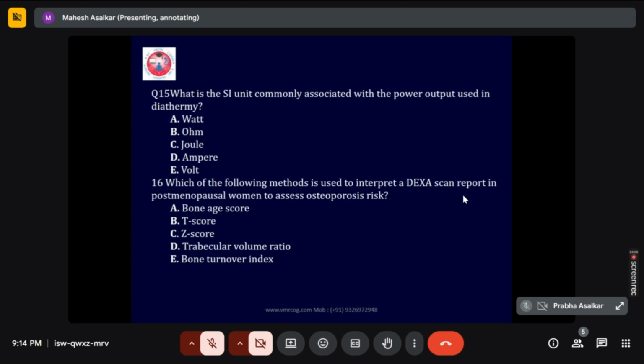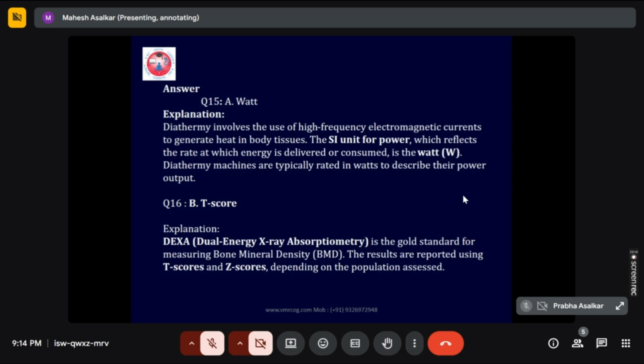T score. Okay. So question number 15 is watt. Diathermy involves the use of high frequency electromagnetic currents to generate heat in body tissues. The SI unit for power, which reflects the rate at which energy is delivered or consumed, is the watt.